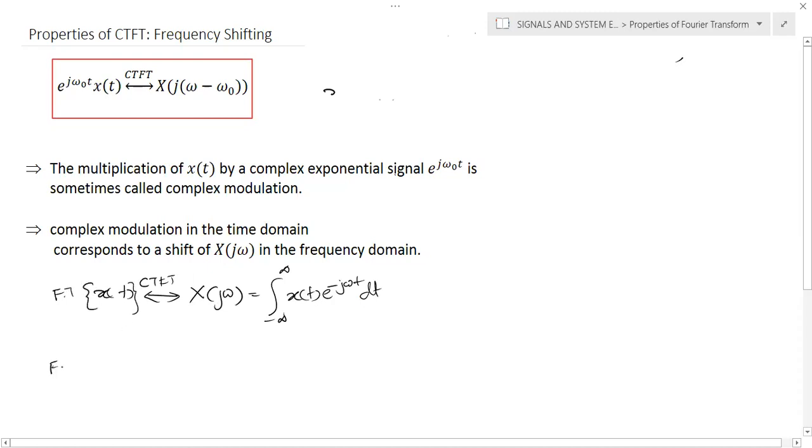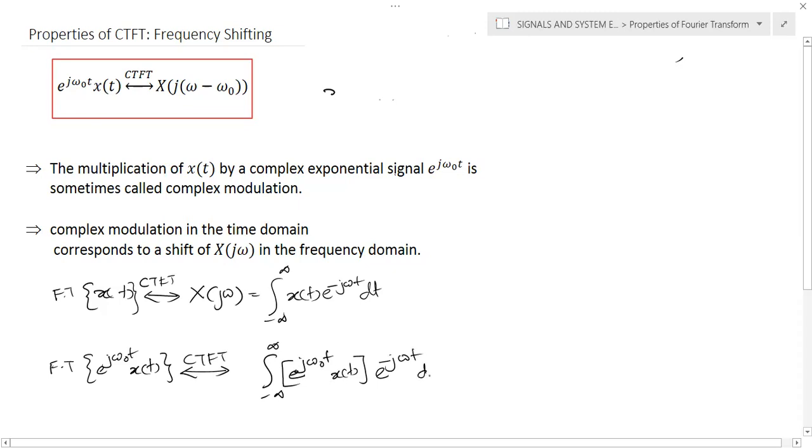Now we need to find the Fourier transform of the signal e raised to j omega 0 t into x of t. The original signal is multiplied by an exponential term e raised to j omega 0 t. If you find the Fourier transform of this particular signal, you can substitute in this equation. It becomes the integral from minus infinity to infinity, and in place of x of t we substitute e raised to j omega 0 t into x of t, which is a new signal, into e raised to minus j omega t dt.